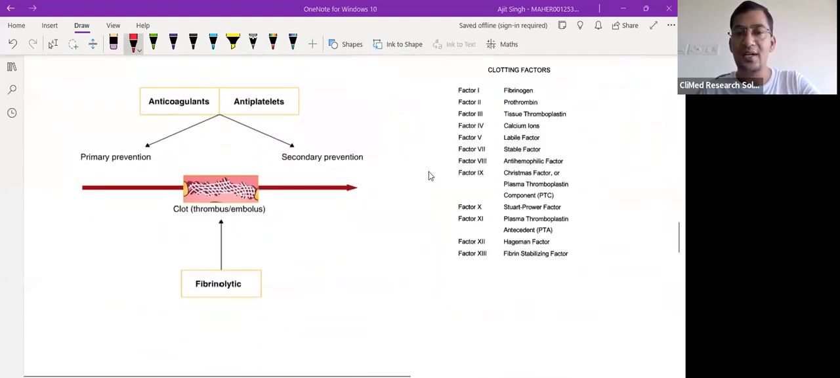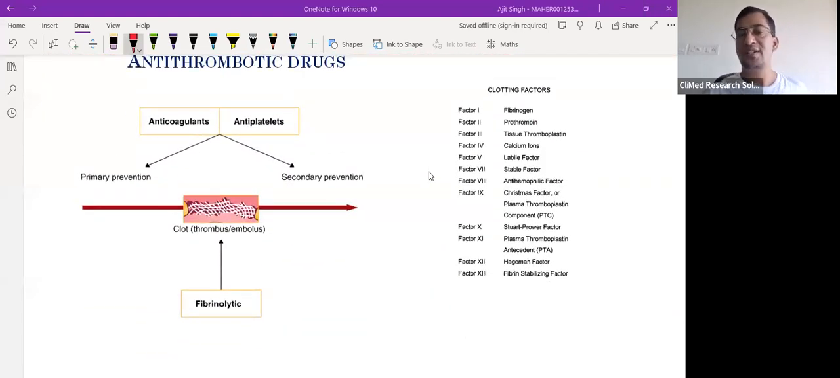So look at this, here are all the names. Factor 1 is fibrinogen. Factor 2 is prothrombin. Factor 3 is thromboplastin. Factor 4 is calcium ions. Factor 5 is labile factor. Factor 7 is stable factor. Factor 8 is anti-hemophilic factor, usually seen in the hemophilias. And factor 9 is also known as plasma thromboplastin component, PTC, or Christmas factor. Factor 10 is Stuart Prower factor.